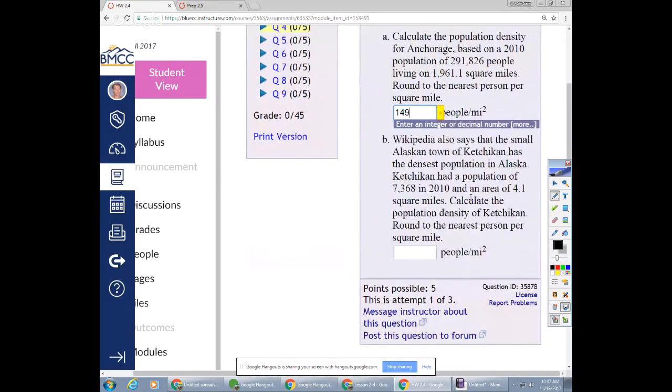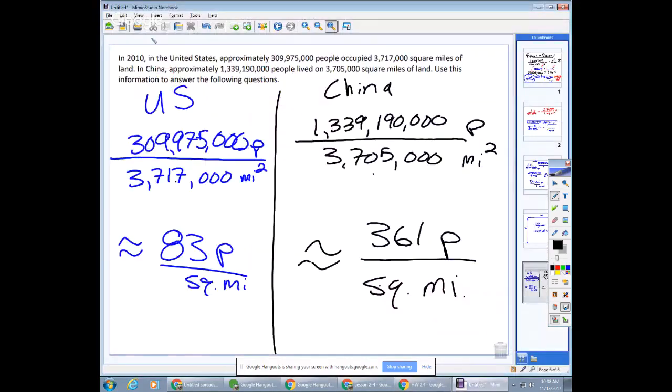So then I also checked out Ketchikan. Ketchikan didn't have a lot of people. They had 7,368 people, but they only had about 4 square miles. This little tiny place that they live in. So what's 7,368 divided by 4.1? 1797. Oh my gosh, not a lot of elbow room in Ketchikan. People are crammed in there. Could we figure out how much square feet each person has? Let's check it out. I'm going to snip that into a new screen.